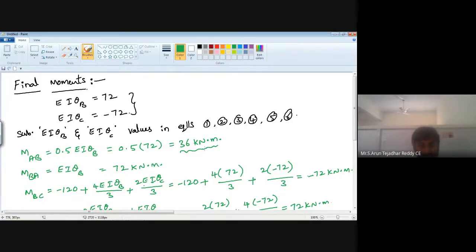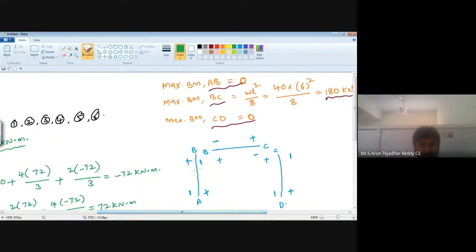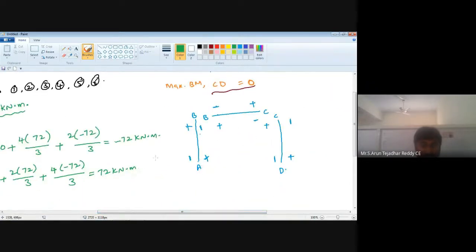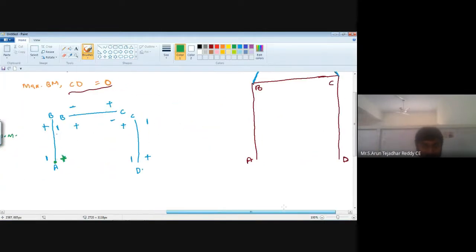That is positive value. Once check the sign convention, A to B. We got plus value. Plus means you will get below. So somewhere here. Okay, somewhere here. Okay, that is A to B.